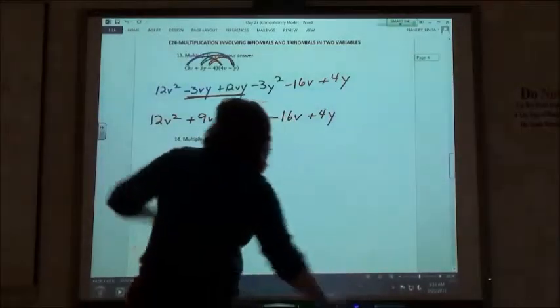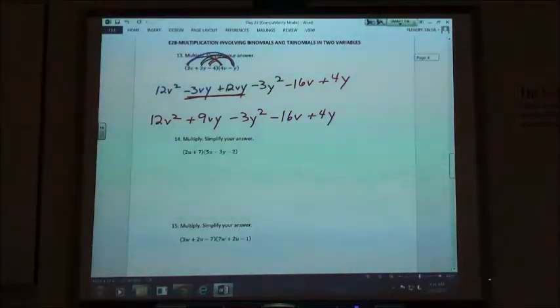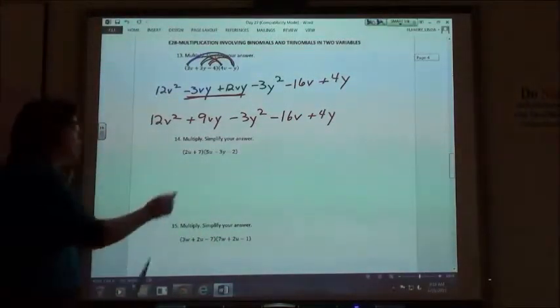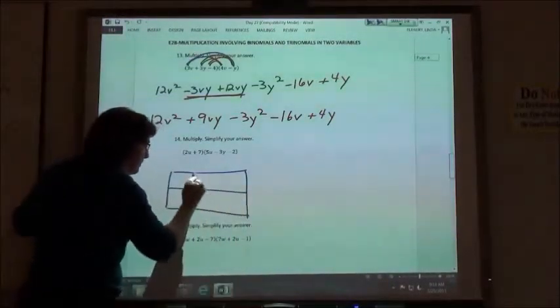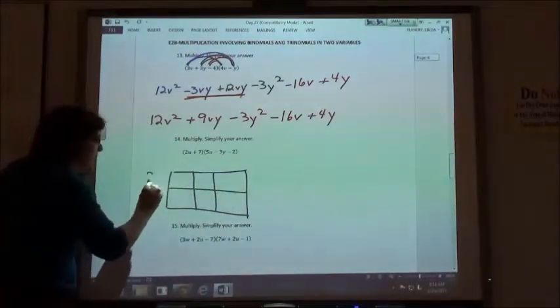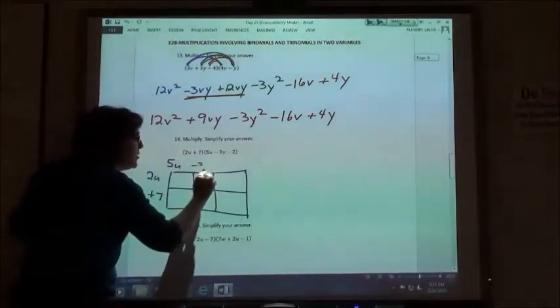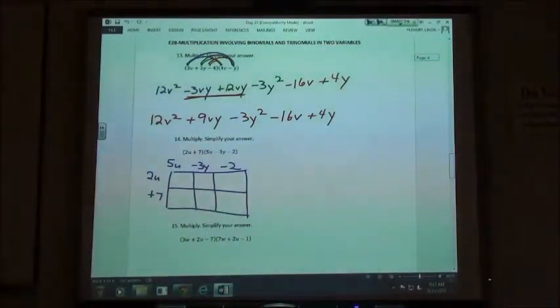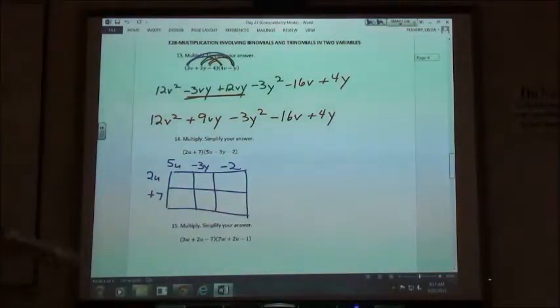Now, because you're getting a lot longer problems, if you happen to be somebody who gets confused or loses your spot, or you have a little kid that interrupts you or whatever it is, one technique that some books do is this. They make a box. And they say, okay, I'm going to take the 2u plus 7 times the 5u minus 3y minus 2, just to keep themselves organized at where they're at. It's up to you if you want to do it that way, or if you want to do it this way. You should get the same answers.